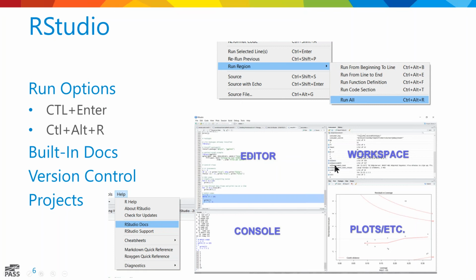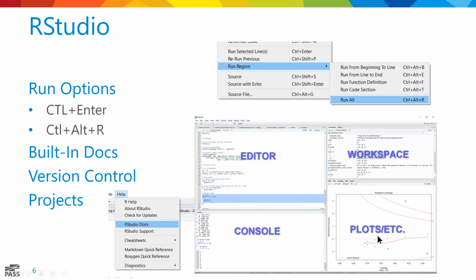On the top right, you have this workspace, which gives you your environment. As you're creating objects and things inside of R, you'll see them show up over here in the workspace, so you can see what's going on. It helps a lot when you're debugging. You know, why am I not seeing data there? You can look over here and see in your objects what's going on.